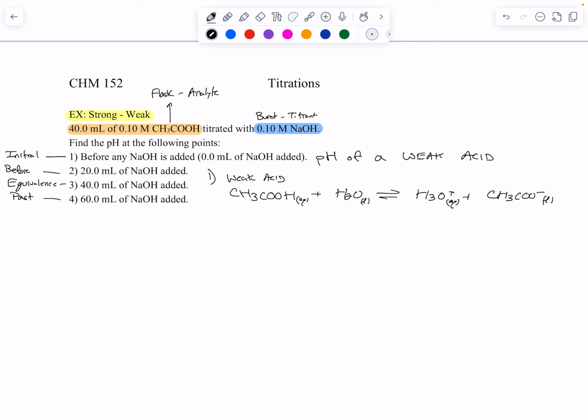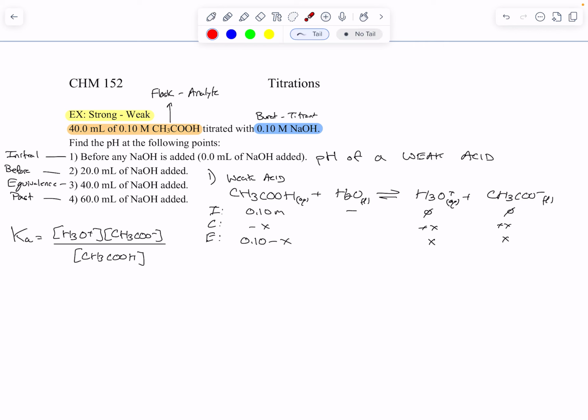All right. Do your ice table. Initially, we have 0.1 molar. Minus x, plus x, plus x. So we have 0.10 minus x, x, and x. And our Ka expression here is hydronium, acetate, and acetic acid.